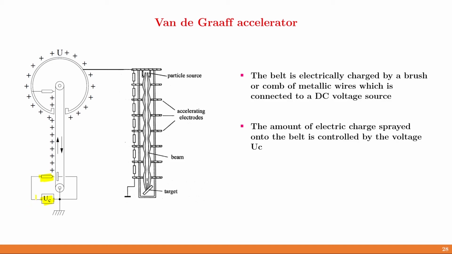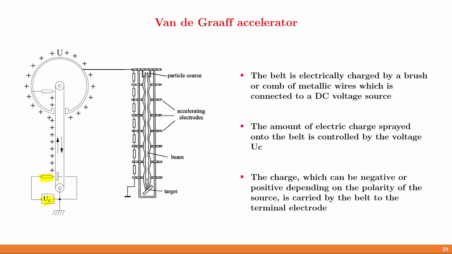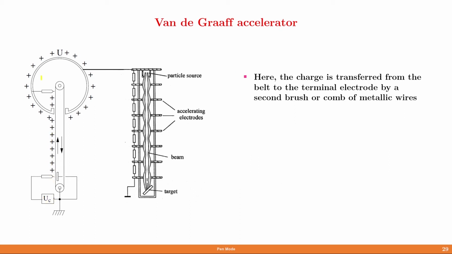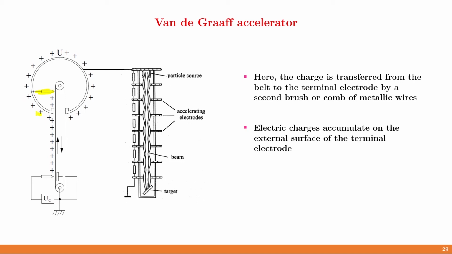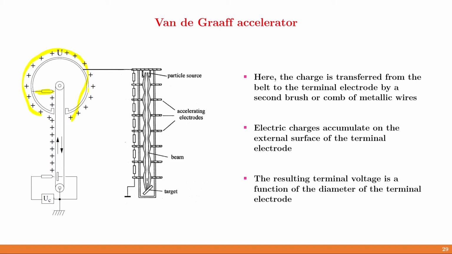The amount of electric charge sprayed onto the belt is controlled by the voltage UC. The charge, which can be negative or positive depending on the polarity of the source, is carried by the belt to the terminal electrode. Here, the charge is transferred from the belt to the terminal electrode by a second brush or comb of metallic wires. Electric charges accumulate over the surface of the terminal electrode. The resulting terminal voltage is a function of the diameter of the terminal electrode.